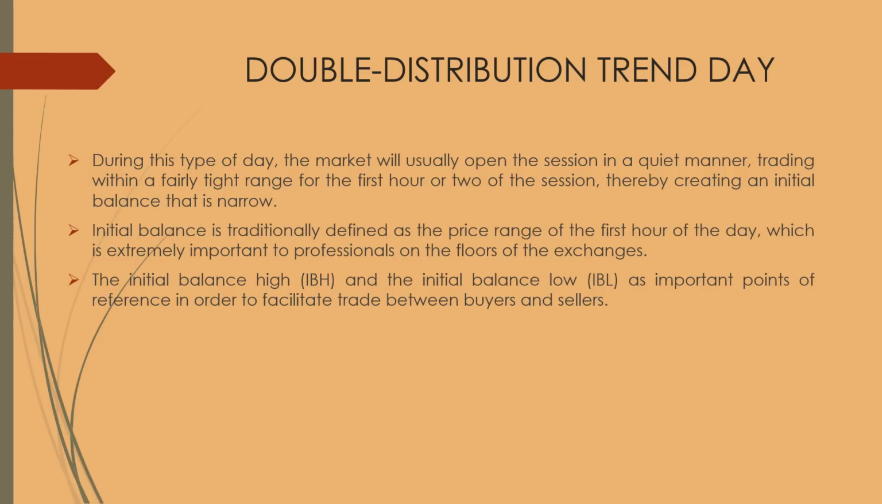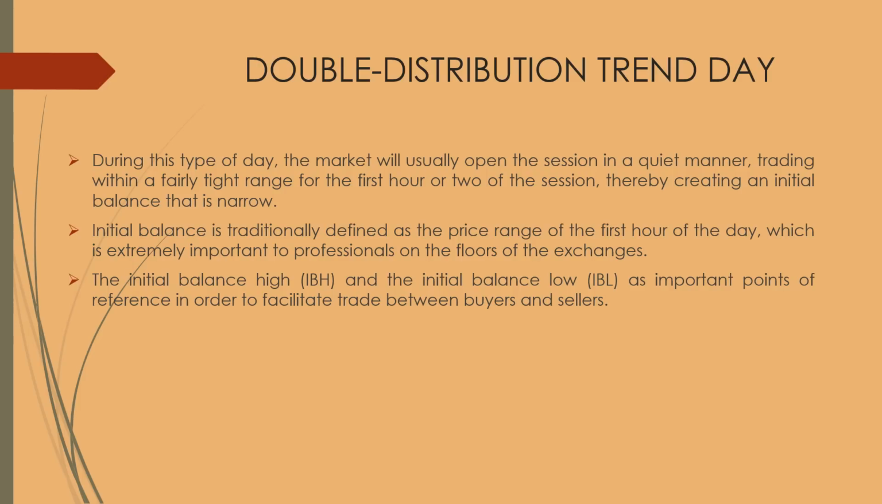Double distribution trend day. During this type of day, the market will usually open the session in a quiet manner, trading within a fair, tight range for the first hour or two of the session, thereby creating an initial balance that is narrow. Initial balance is traditionally defined as the price range of the first hour of the day, which is extremely important to professionals on the floors of the exchanges.